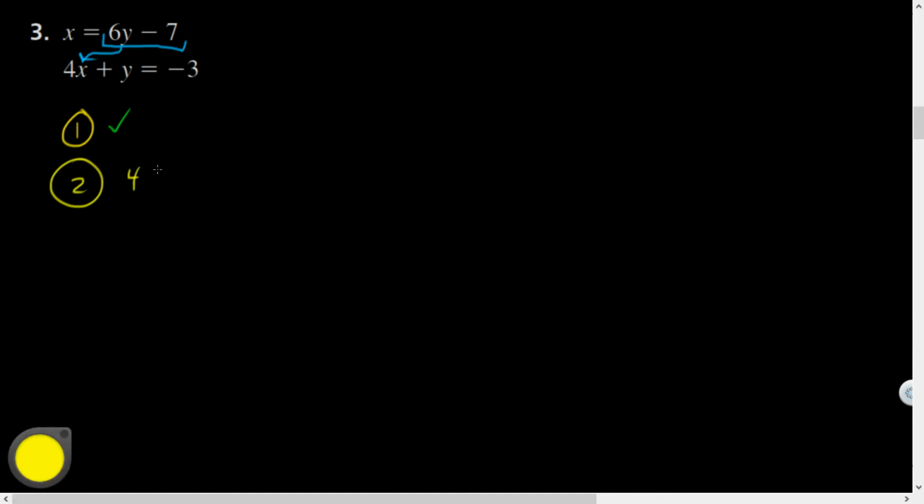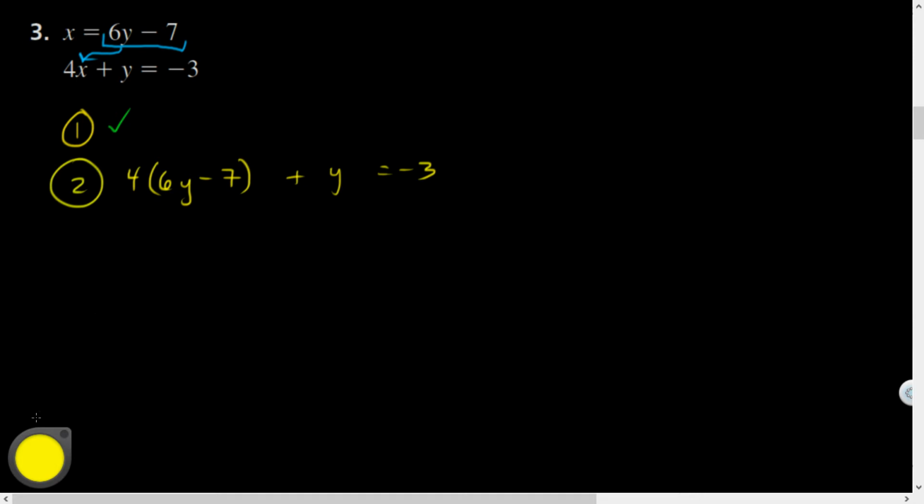And no, we don't. This is equal to x. So I'm going to plug it into the other equation's x. So 4 times, instead of x, I'm going to put parentheses, right? Plus y equals -3. And what am I plugging in instead of x? This entire expression, 6y minus 7.